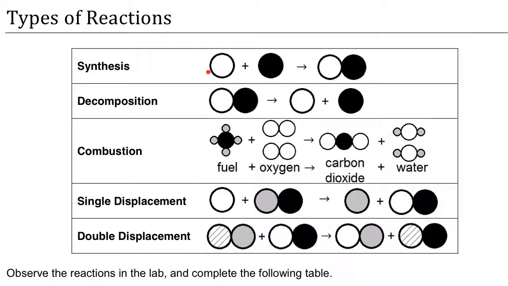So in synthesis, we have 2 chemicals added together, and they produce one new compound. In decomposition, it's basically the opposite. We're starting with a compound. It reacts and splits into 2 new chemicals.